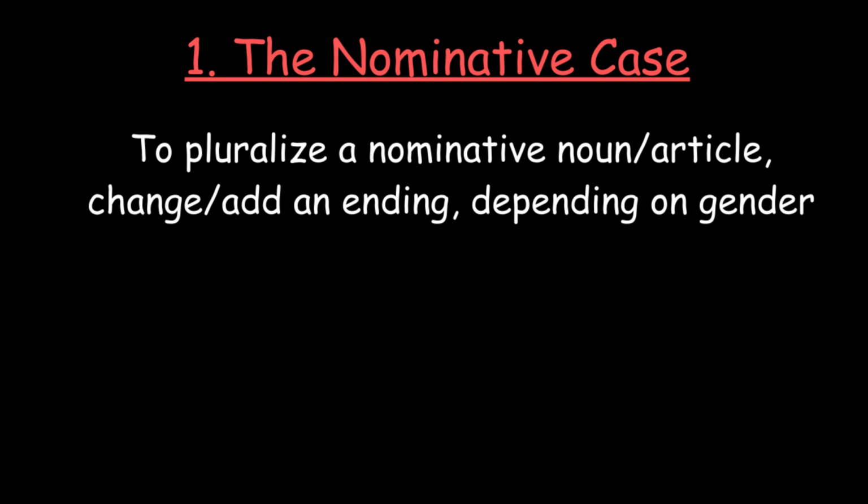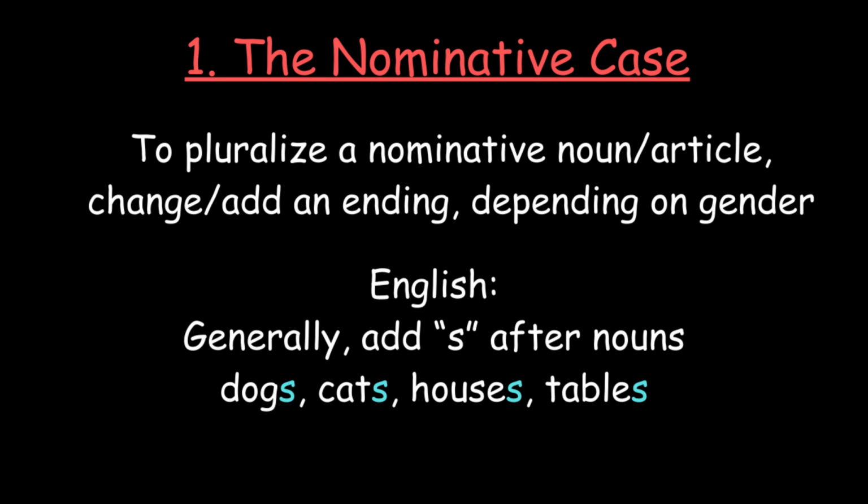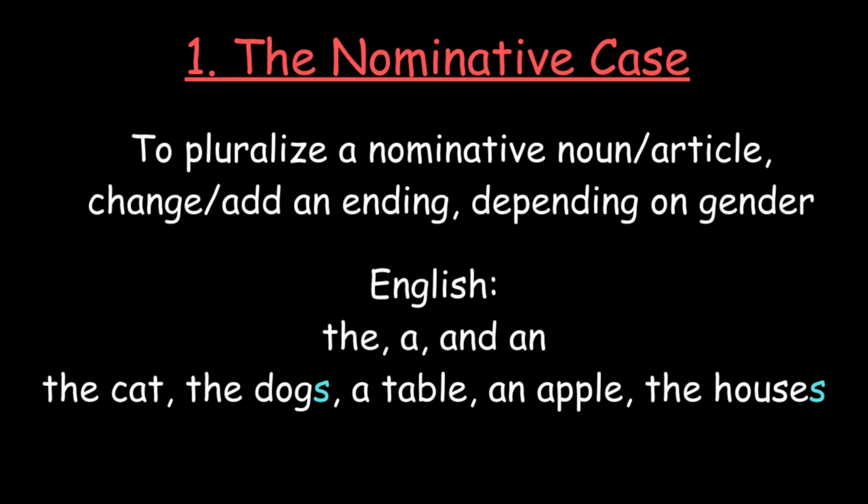To pluralize a nominative noun or article, we change or add an ending depending on gender. In English, this is simple because generally we only add s after nouns. When it comes to articles, the, a, and an have no gender or quantity, meaning they can be applied to any word, so they cannot be pluralized.